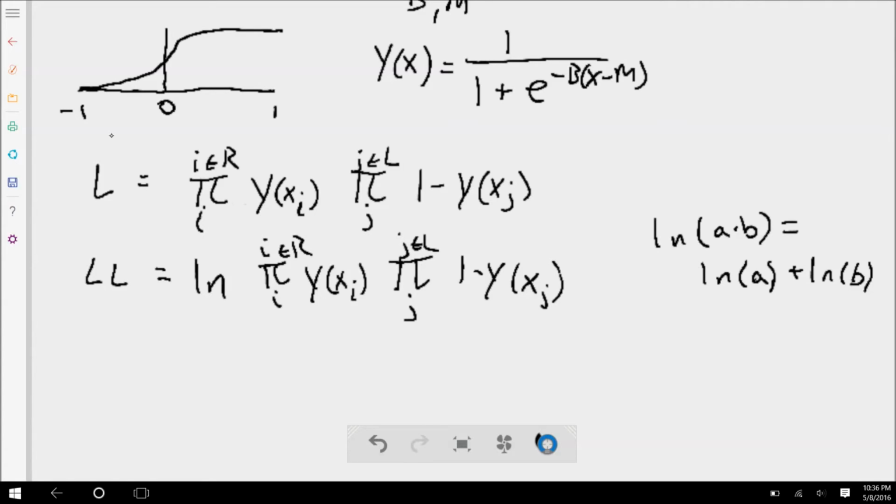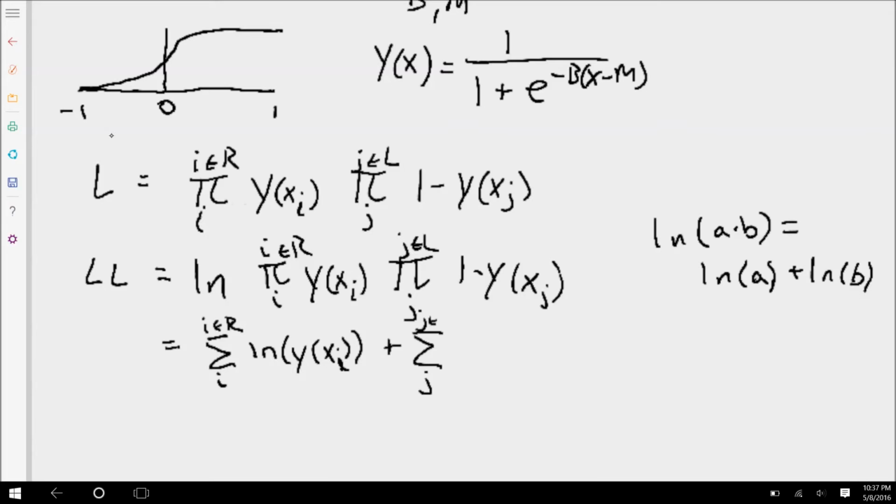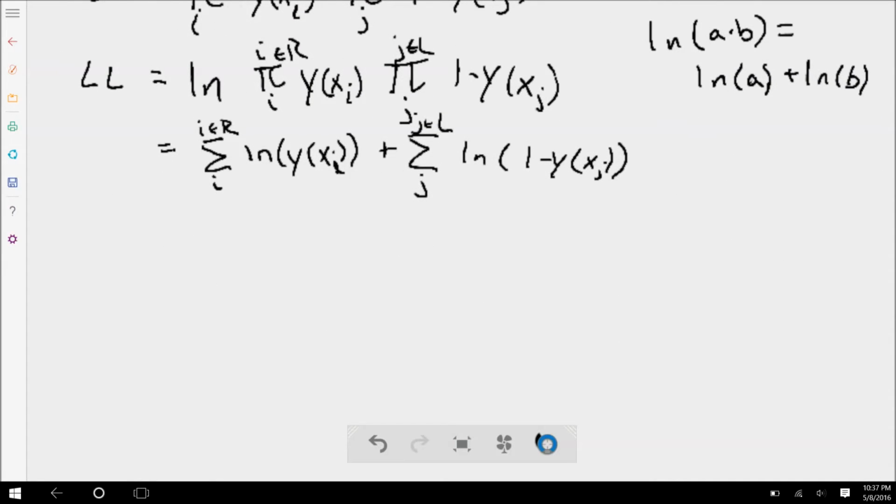So when we use this rule, we can split this up into the sum over I of, plus the sum over j. So now we plug our equation for y into here so that we can actually get it as a function of our parameters b and m.